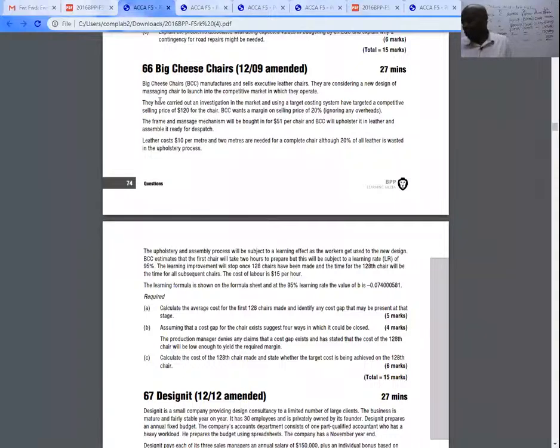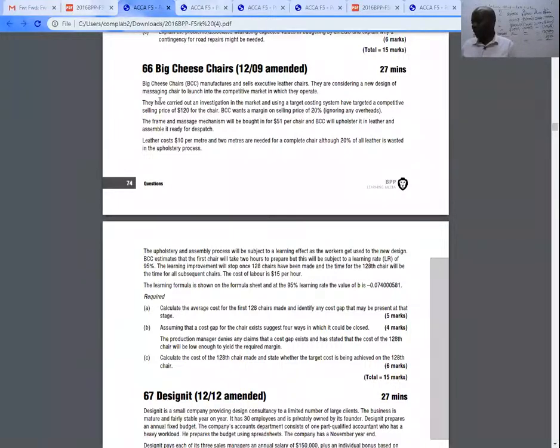B, assuming that a cost gap for the chair exists, suggest 4 ways in which it could be closed. How do we close a cost gap? Alternative raw materials, alternative labor, try to reduce the overheads, etc. C, calculate the cost of the 128th chair made and state whether the target cost is being achieved on the 128th chair. That is 6 marks.